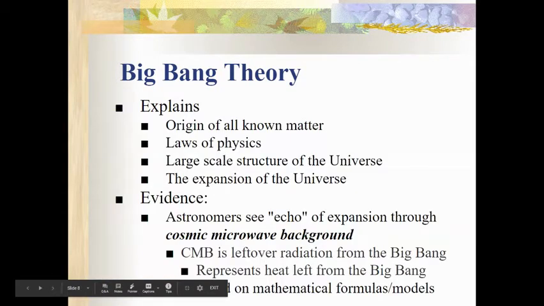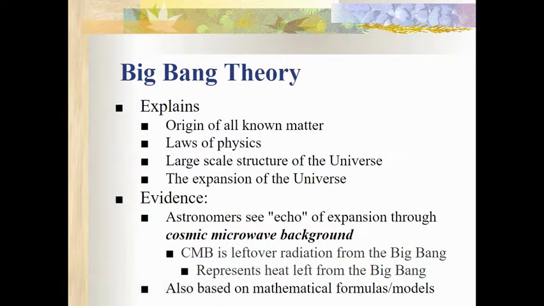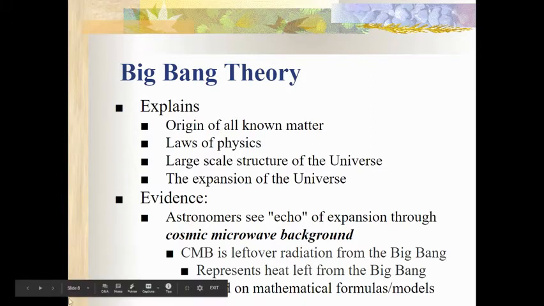So the Big Bang Theory explains the origin of all known matter, the laws of physics, the large scale structure of the universe, and the expansion of the universe. The evidence that we have to support the Big Bang Theory is that astronomers see an echo of expansion through something called cosmic microwave background. Cosmic microwave background, or CMB, is leftover radiation from the Big Bang, and it represents the heat that's left from the Big Bang. So we have astronomical evidence, and there's also evidence based on mathematical formulas and models.